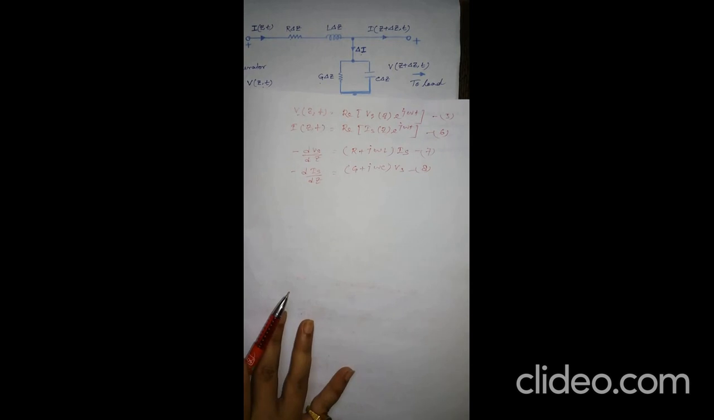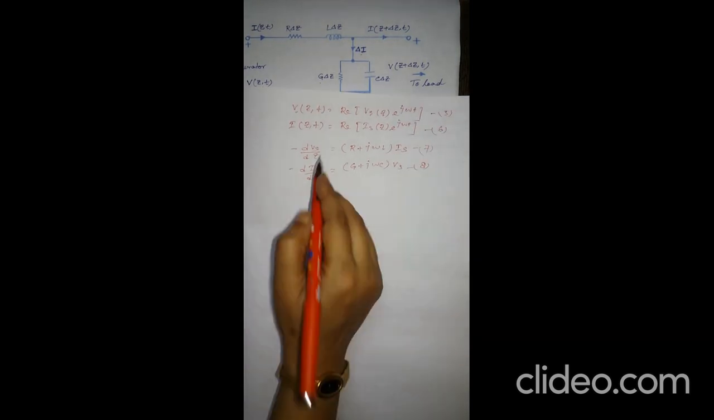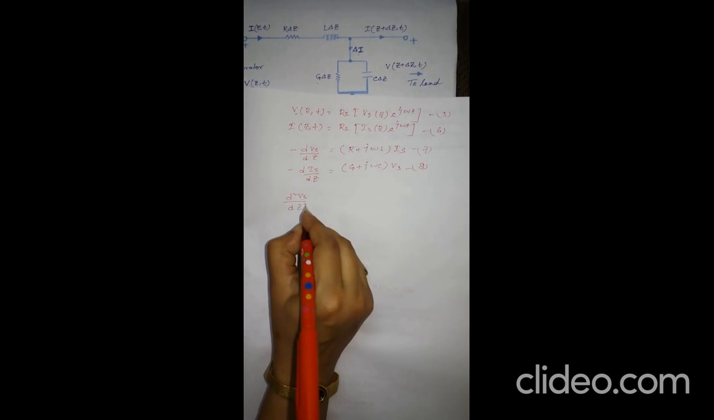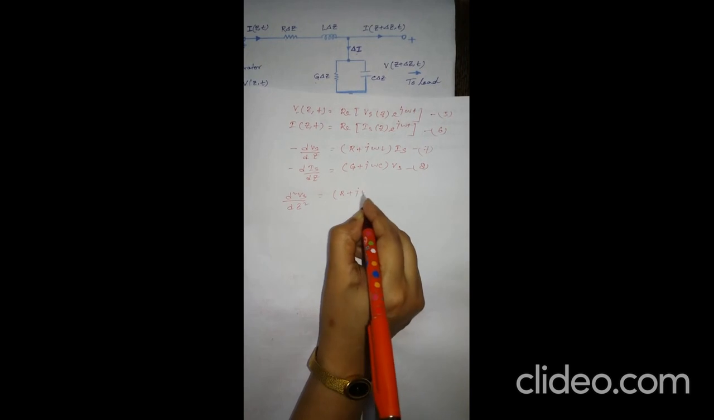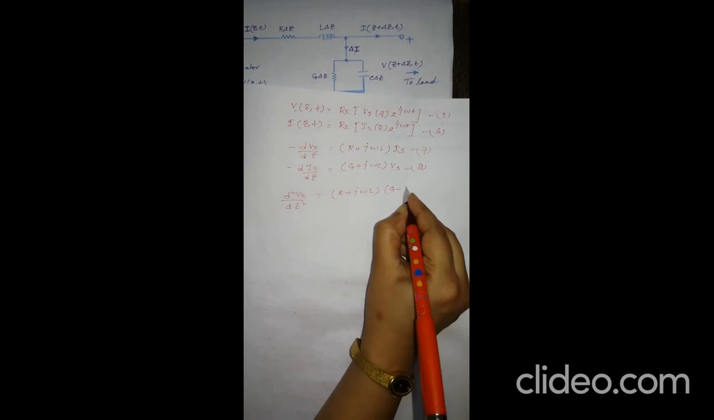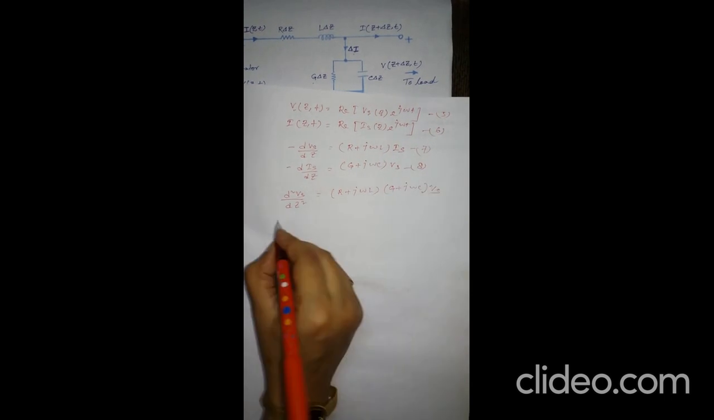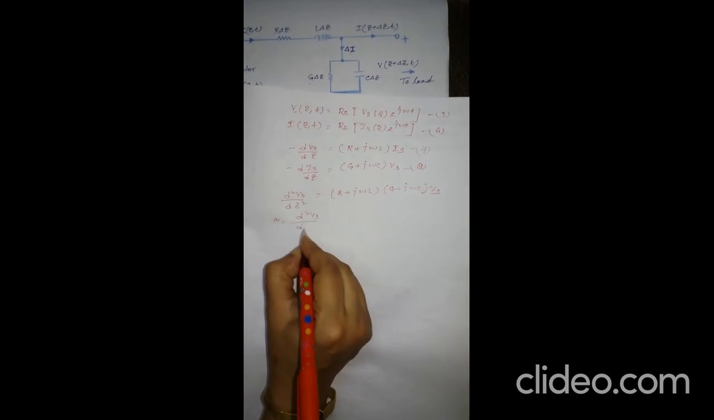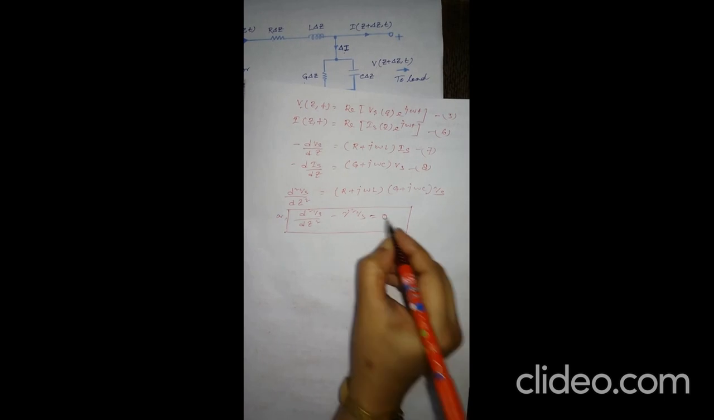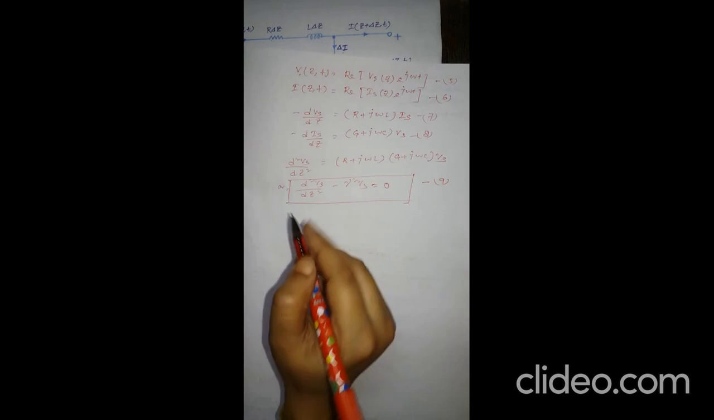Now these two differential equations, 7 and 8, are coupled, and to separate them we take the second derivative of Vs, d square Vs by dz square. We can write (R plus j omega L) dIs by dz, which is equal to (G plus j omega C) Vs, or d square Vs by dz square minus gamma square Vs equal to 0. This is equation 9.